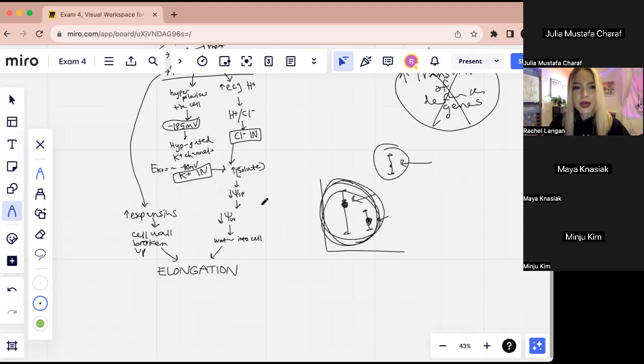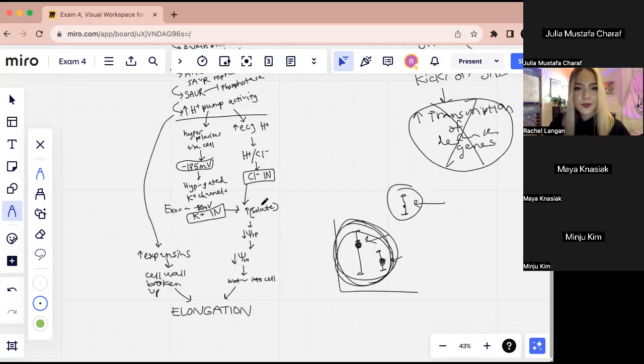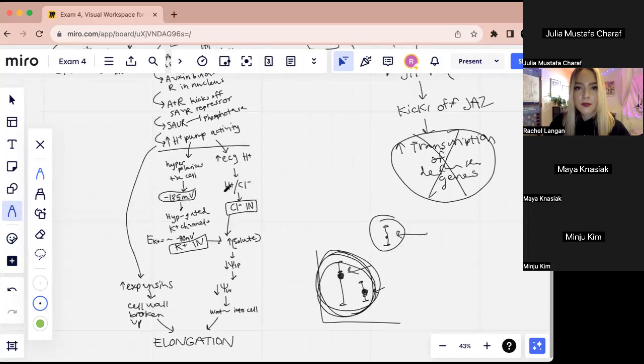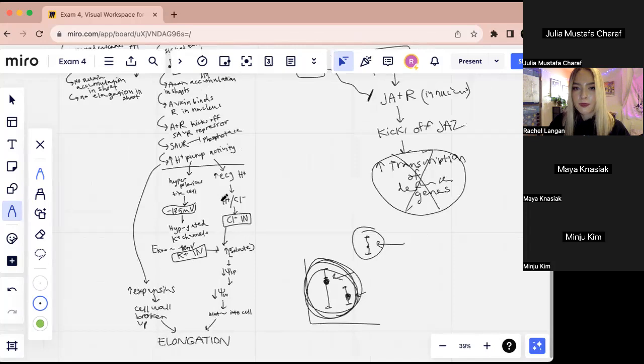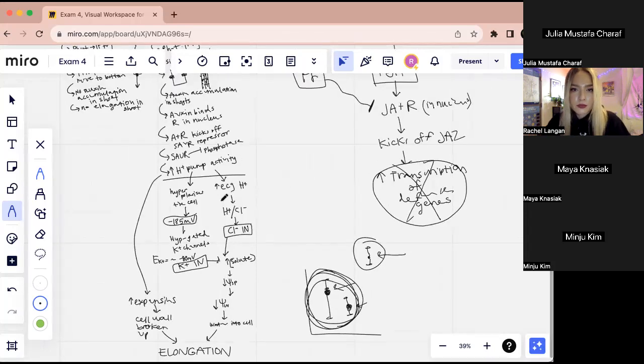Okay, any questions about shade avoidance? I see one. Where you say kicks off, you mean to say ubiquitination degradation of that repressor? So is it okay to say kick off instead of ubiquitination degradation of JAZ? Yes, yeah. You could say removes JAZ, kicks off JAZ, causes degradation of JAZ. Any of that would be good.